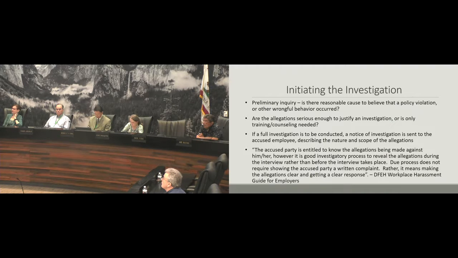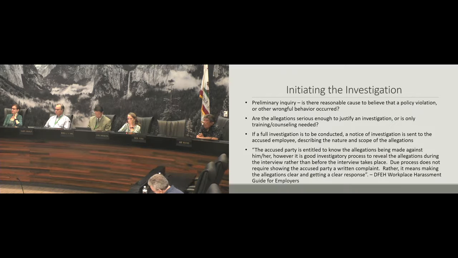Straight out of the Department of Fair Employment and Housing Workplace Harassment Guide for Employers. So the state is telling us that this is how it's done. The accused party is entitled to know the allegations being made against him or her. However, it is good investigatory process to reveal the allegations during the interview rather than before the interview takes place. Due process, and Meredith can touch on this, does not require showing the accused party a written complaint. Rather, it means making the allegations clear and getting a clear response, and that is done in the questioning in the interview.